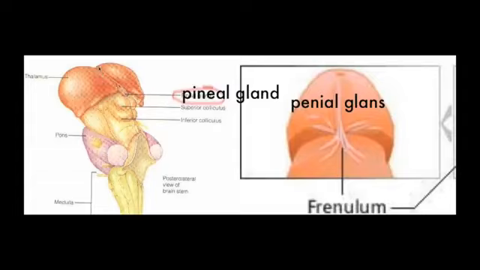As well as what we can see here at the base of the thalamus. We can see that is where the pineal gland is located, and at the base of the penile glands is where we find the penile frenulum, which in the female anatomy, right here at the base of the glands, of the frenulum of the glands, would be the clitoris. In the female anatomy, what would be called the frenulum clitoridis.